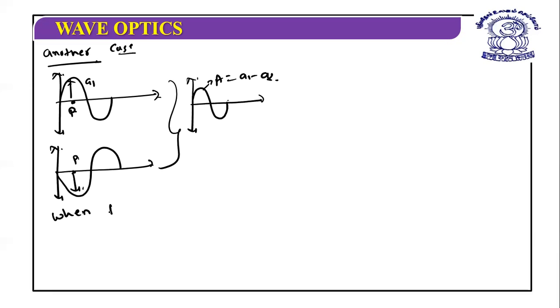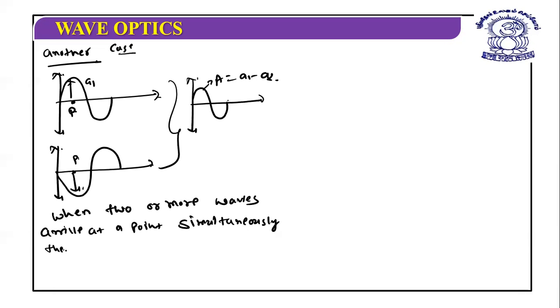So when two or more waves arrive at a point simultaneously, then their combined effect is called superposition of waves.